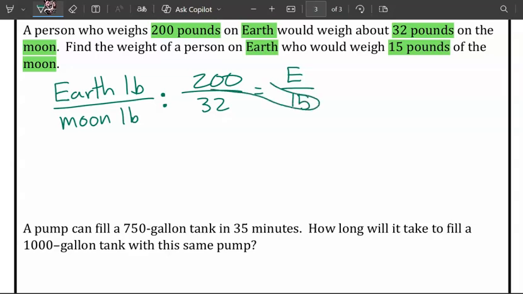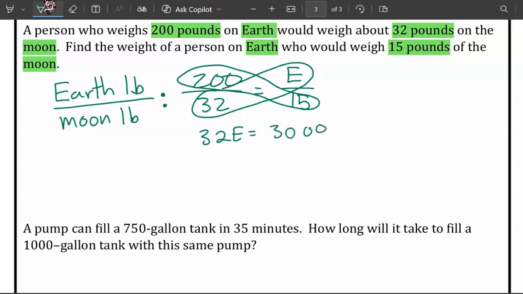Okay, let's cross multiply. 32E equals 3,000. Divide each side by 32. E equals 93.75. So that means on Earth, they would weigh about 93.75 pounds.